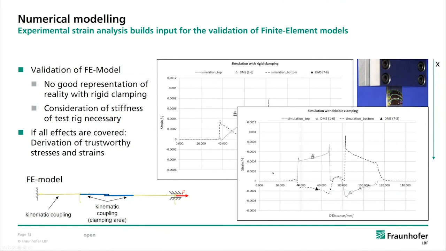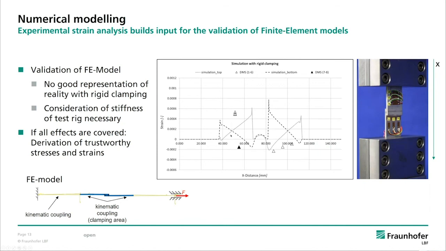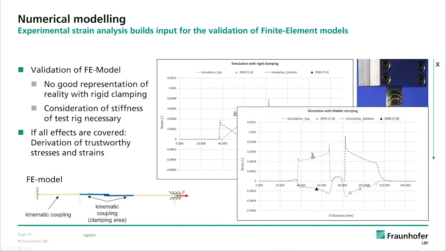Yeah, actually, let's say, how can we validate the model? The model we can validate with the experimental strain analysis. So this is the data we have, quite local information from the tests. And we used a rigid clamping. And this rigid clamping, as it was shown before, did not really represent the reality. Then we had to introduce some flexibility. It's not shown here on the bottom left side in the finite element model, but we had to introduce a realistic stiffness of the clamping itself, but also for the test rig. And this stiffness was optimized to get an agreement.